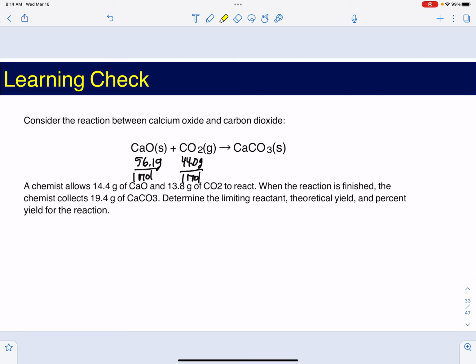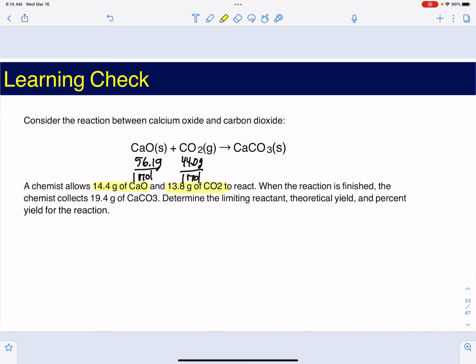So let's do another problem related to that. Let's say that we have this reaction going on. Calcium oxide reacting with carbon dioxide to produce calcium carbonate. And we're saying that the chemist is using 14.4 grams of calcium oxide and combining that with 13.8 grams of carbon dioxide. One of those two is going to be the limiting reactant. We don't know which one yet.